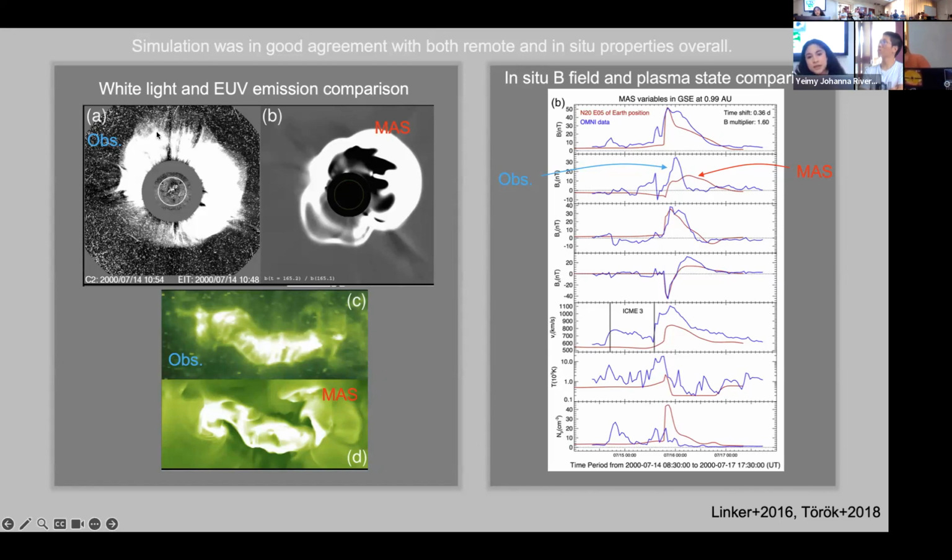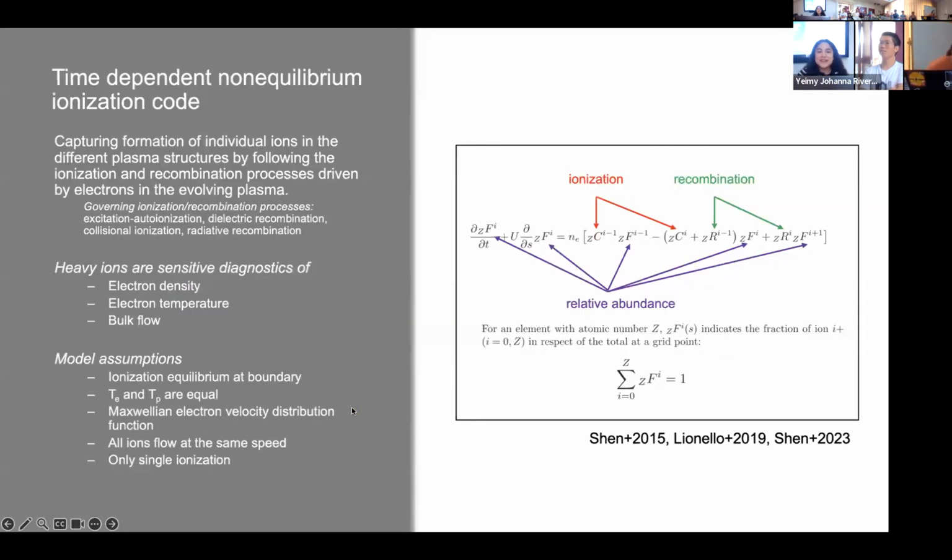So on the left is the actual eruption. This is the C2 LASCO coronagraph of the CME, and then on the right is the MAS reconstructed coronagraph image, and this is in the EUV. Okay, I'll have to speed up. So generally, a very good job at reconstructing the morphology of the CME eruption.